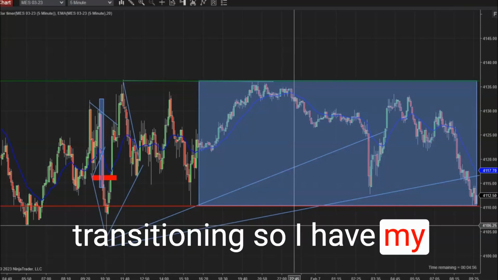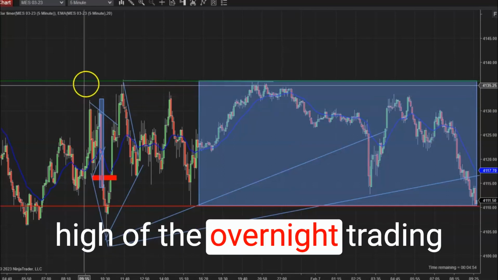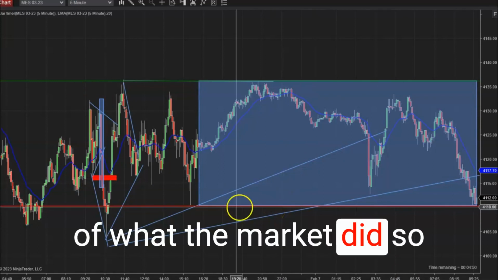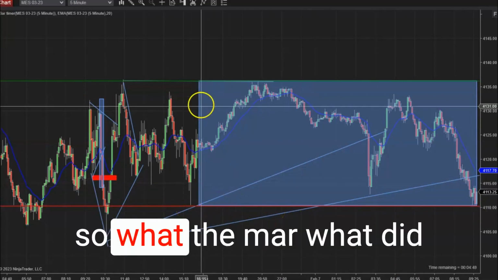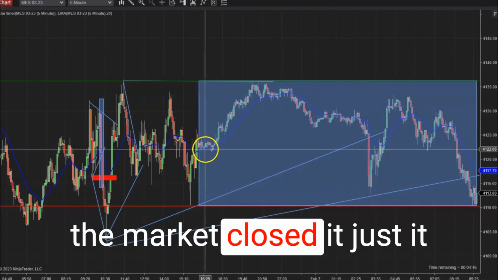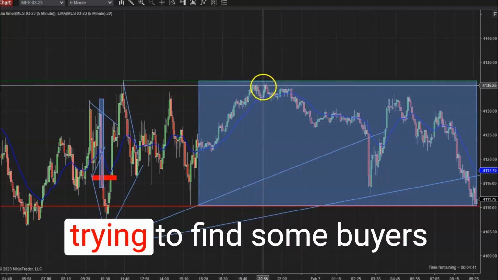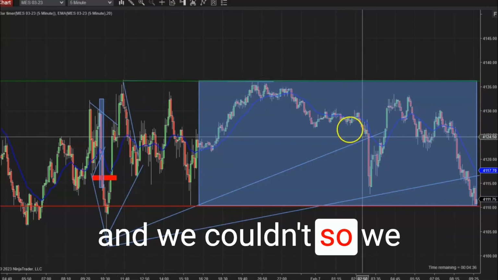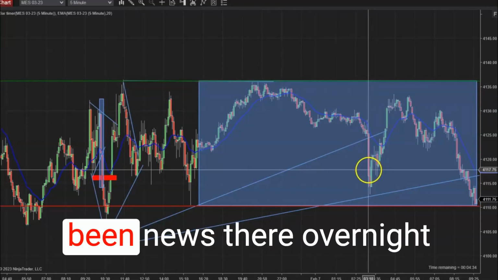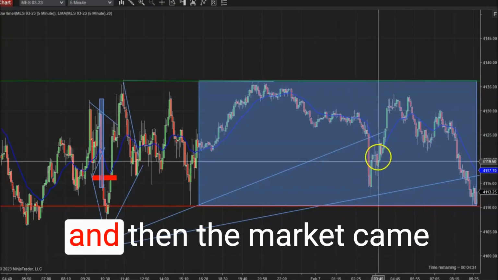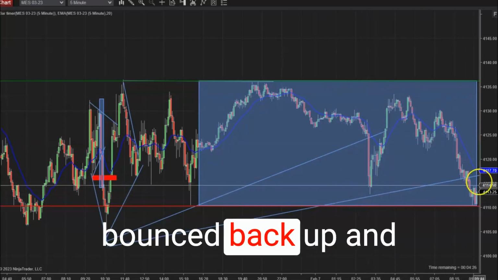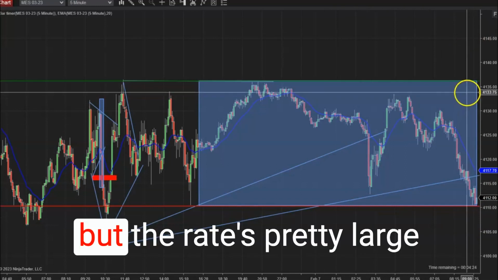So I have my high of the overnight trading session in, and I have my low, and I have a general idea of what the market did. Just kind of a mental note. So what did the market do overnight? Well, the market closed. It went back up to the highs, trying to find some buyers at the regular session highs, and we couldn't. So we came off. We had a sharp sell-off. That must have been news overnight. And then the market came back down. It didn't get as low as yesterday's low. It bounced back up, and now we came back down. But the range is pretty large.